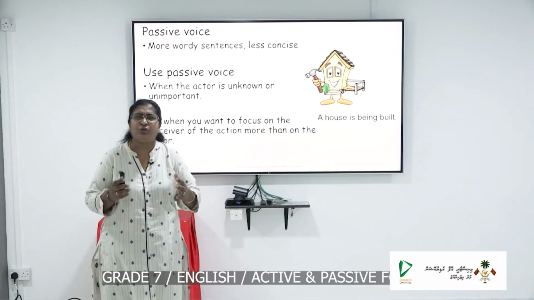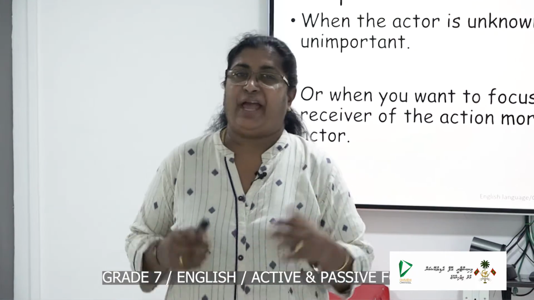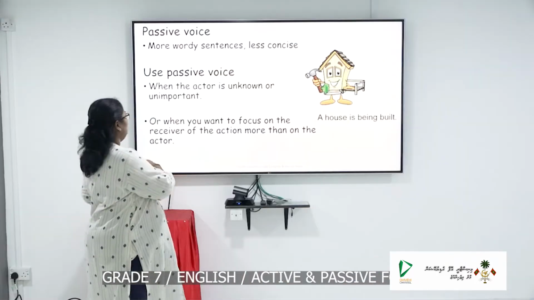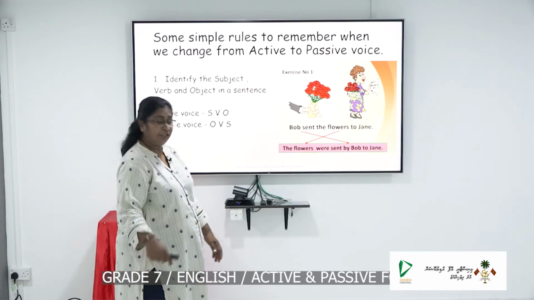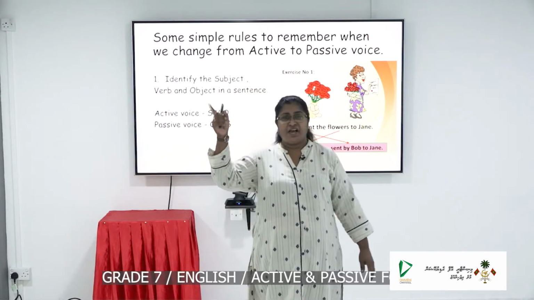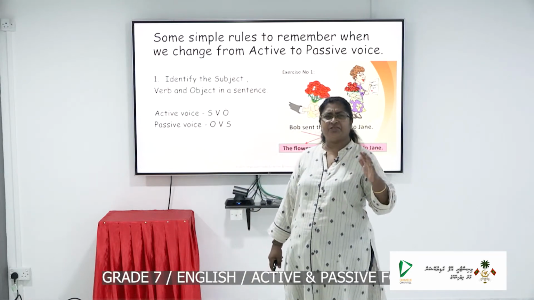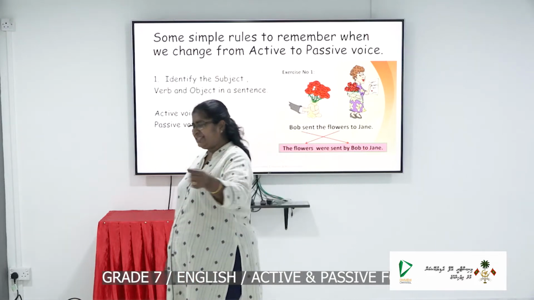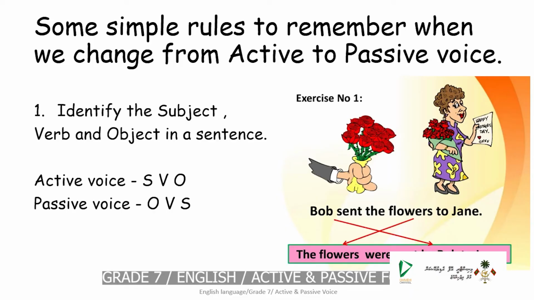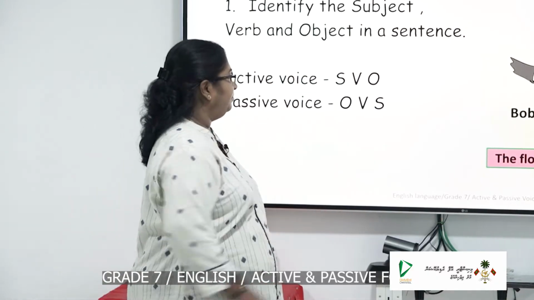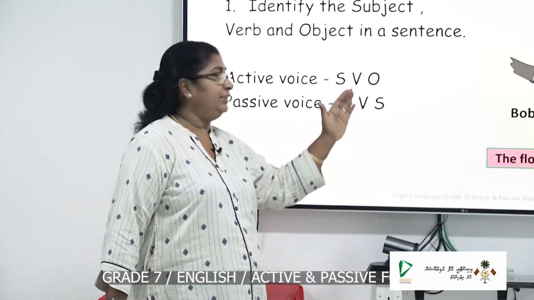Now we have some simple rules that you have to follow when you change from active to passive. It's easy, kids. Let's see what are the rules. The first one, you have to identify subject, verb, object. Clear? Now don't tell me you don't know subject, verb, object. I know you know it. But see the symbols given here. S, V, O. Okay? S for subject, V for verb, O for object. Let's come back. In passive, object plays first role, then the verb, then the subject.